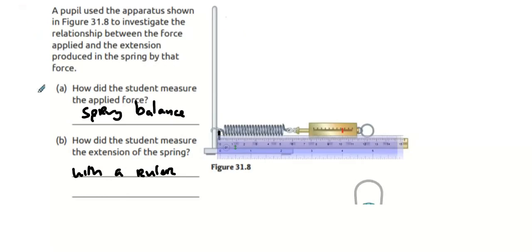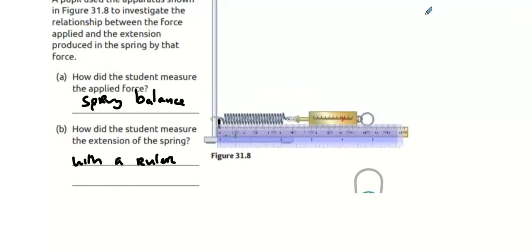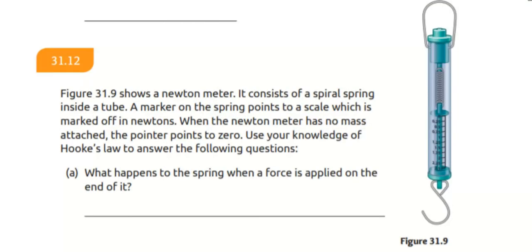I think we're missing a part here. We're on 31.12 now. Figure 31.6 shows a Newton meter. It consists of a spiral spring inside a tube. A marker on the spring points to the scale, which is marked off in newtons. When the Newton meter has no mass attached, the pointer points to zero. Use your knowledge of Hooke's law to answer the following questions.